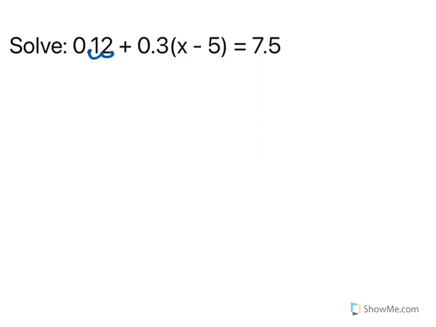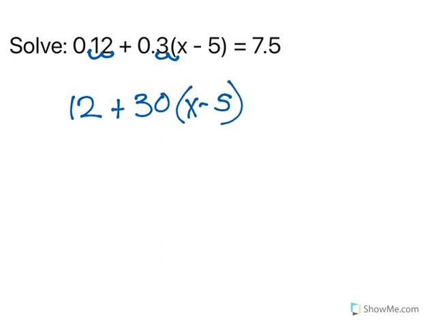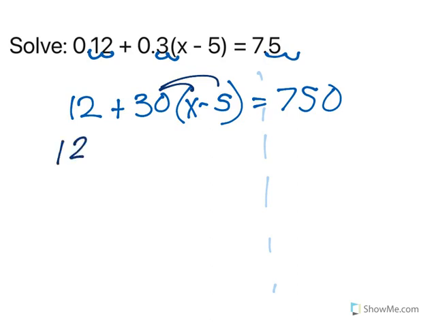So 1, 2 gives me 12. 1, 2 gives me 30 times x minus 5. 1, 2 gives me 750. Okay. I'm going to simplify the left side by distributing my 30. So 12 plus 30x minus 150.